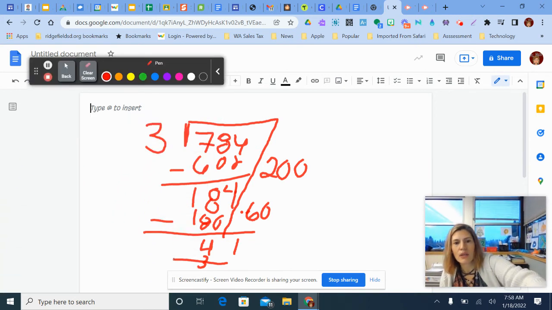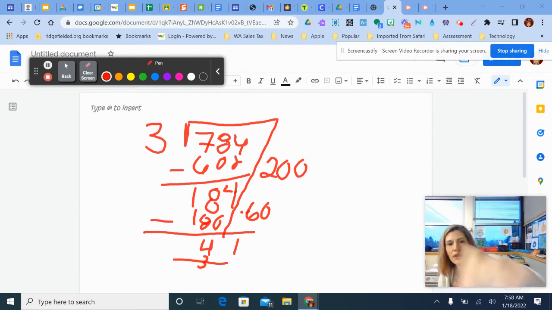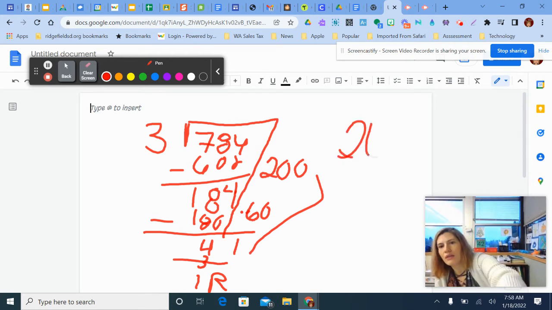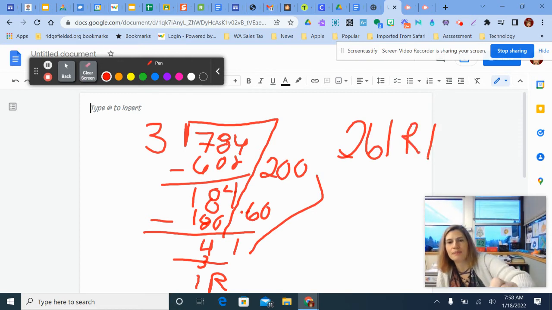And I have too many things going on my screen. So 1. Now 1 is less than 3, so 1 is going to be the remainder. Now, just like before, I'm going to add these partials up. So I get 261, remainder 1.